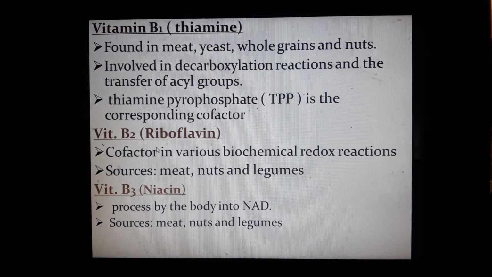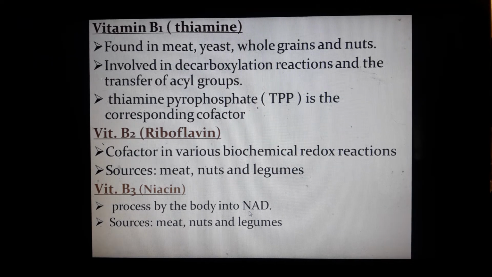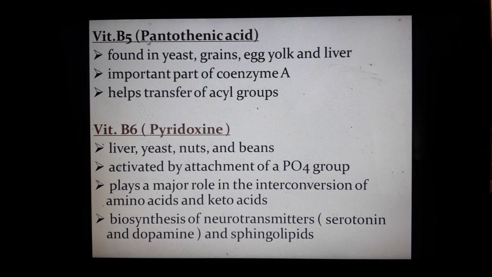Okay. Vitamin B2, riboflavin, is a cofactor in various biochemical redox reactions, or reduction-oxidation reactions. Sources are meat, nuts, and legumes. We have vitamin B3, niacin, processed into nicotinamide adenine dinucleotide, which is the reducing agent. Sources are meat, nuts, and legumes also. We have vitamin B5, pantothenic acid, found in yeast, grains, egg yolk, and liver, an important part of coenzyme A. So it helps in the transfer of the acyl group during the reaction process.